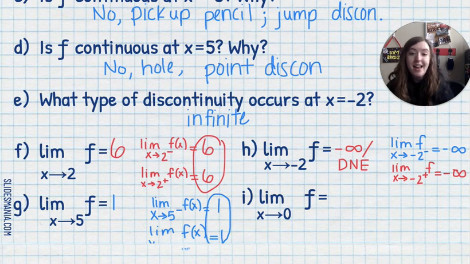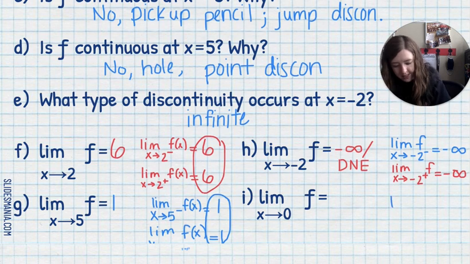Now let's look at the limit as x approaches 0. So we'll look at it from the left side, the limit as x approaches 0 from the left.